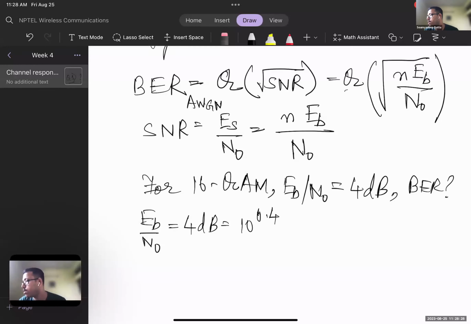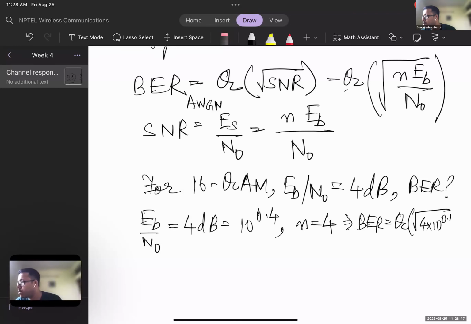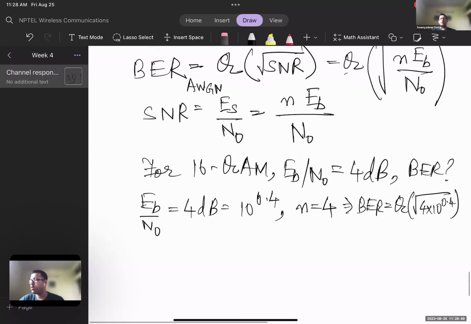So this is linear scale. And for 16 QAM, the number of bits per symbol n is equal to 4. You know this. And so you just have to find BER equal to Q of root over n times EB by N naught. So it's 4 into 10 to the power 0.4. And if you do the calculation, you will get your answer. That is all. This is a very put-the-formula-get-the-answer kind of question.